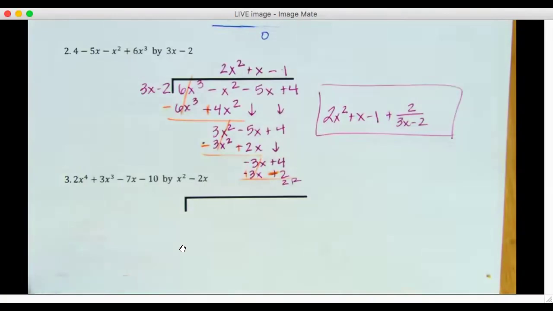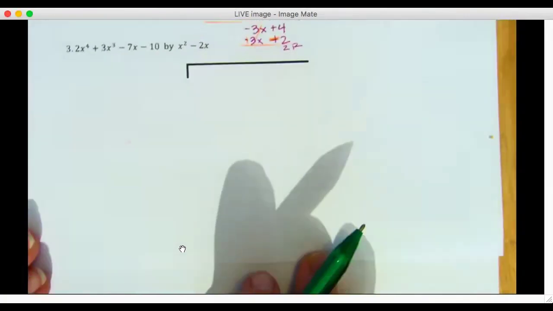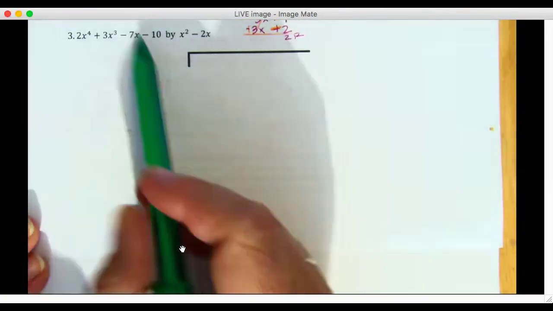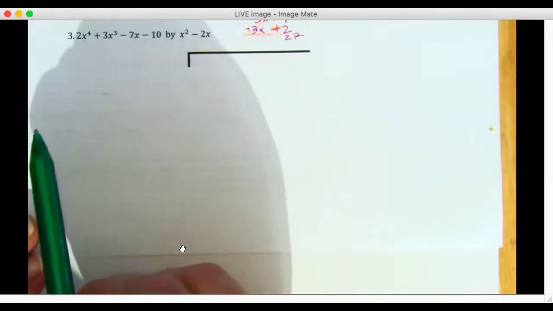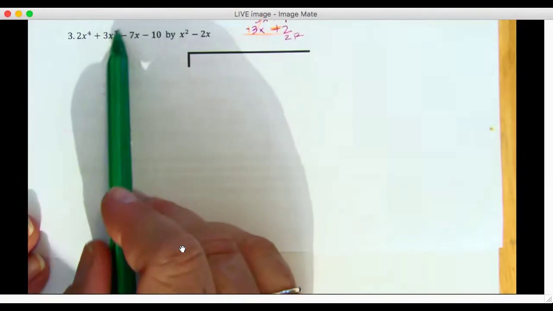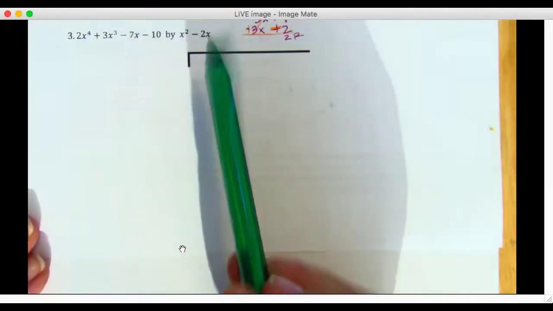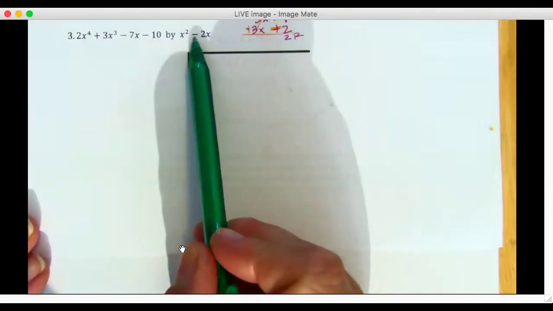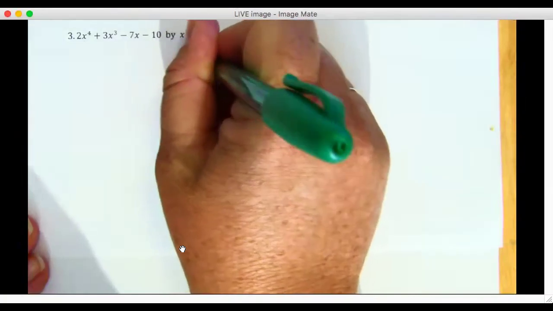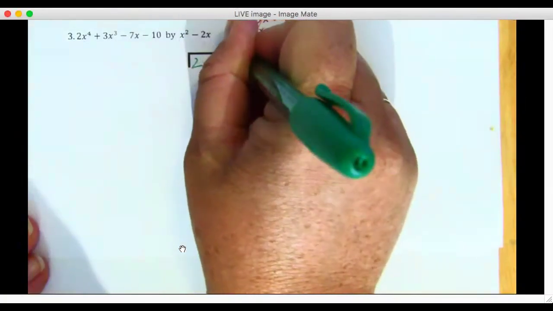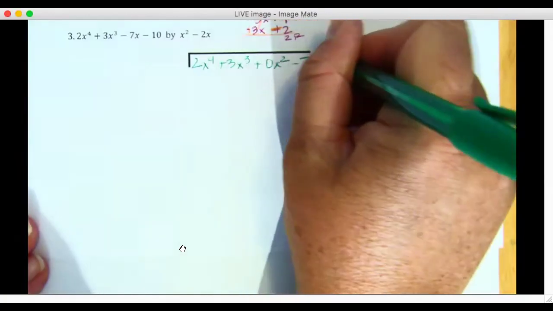Let's do one more. In this next one, it is in descending order, but I noticed something unique about this one. I have x to the fourth power, x to the third, and then I don't have an x squared term. And if you have a missing term like that, you're going to need to use a placeholder. Another thing I noticed that's different about this one is that I have an x squared minus 2x. So we have 2x to the fourth plus 3x cubed plus 0x squared minus 7x minus 10.